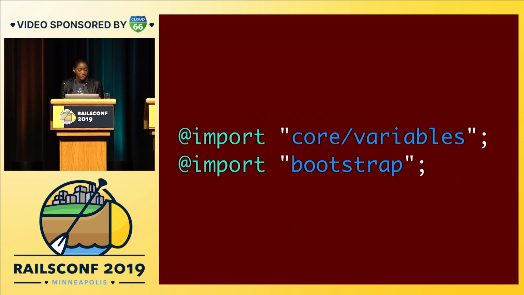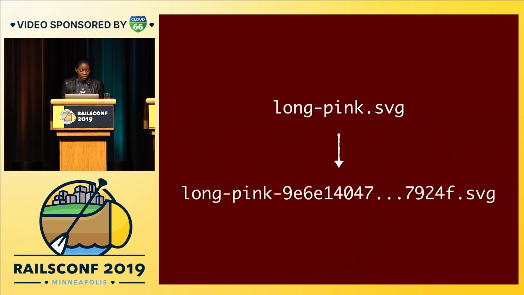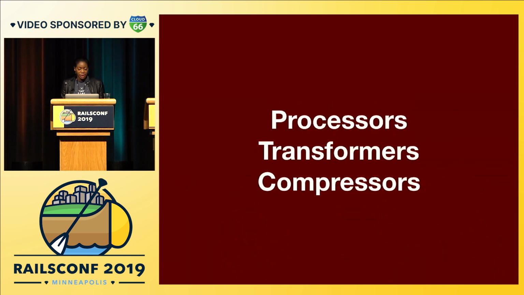Similarly, in our Sass files, we've seen these import statements. We've concatenated other CSS files to our current Sass file. And of course, we've also seen fingerprinting, where our assets have a fingerprint added so that it can make caching easier. So we know that Sprockets can handle this. What you may not know is Sprockets can be extended. And we can extend it by adding processors, transformers, compressors.